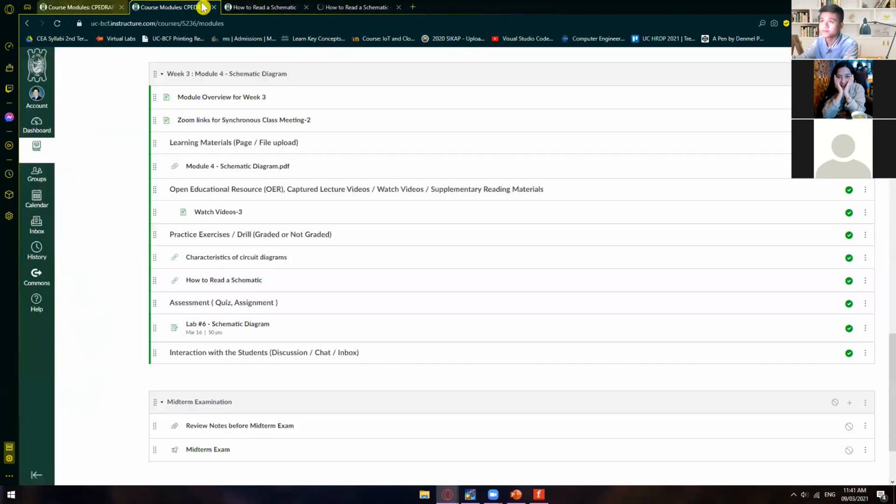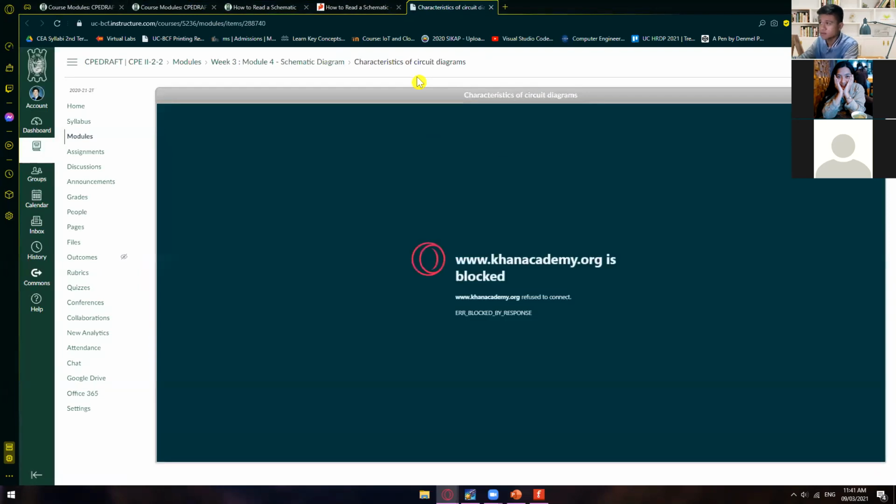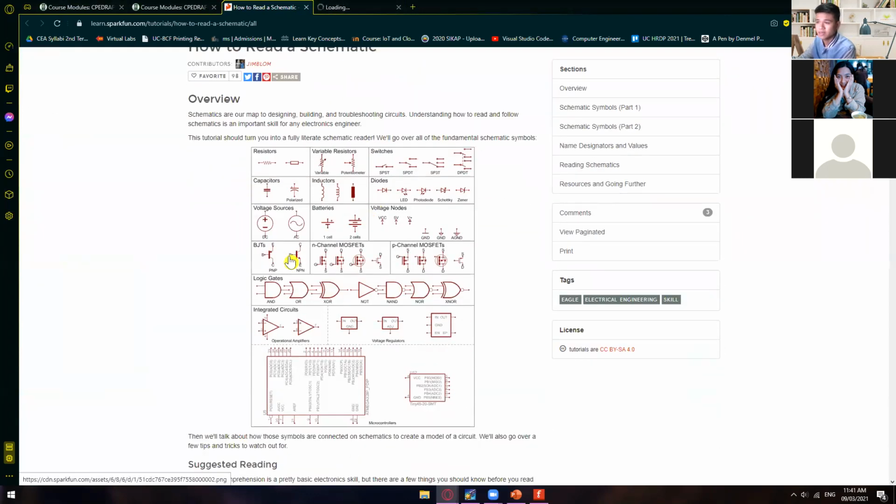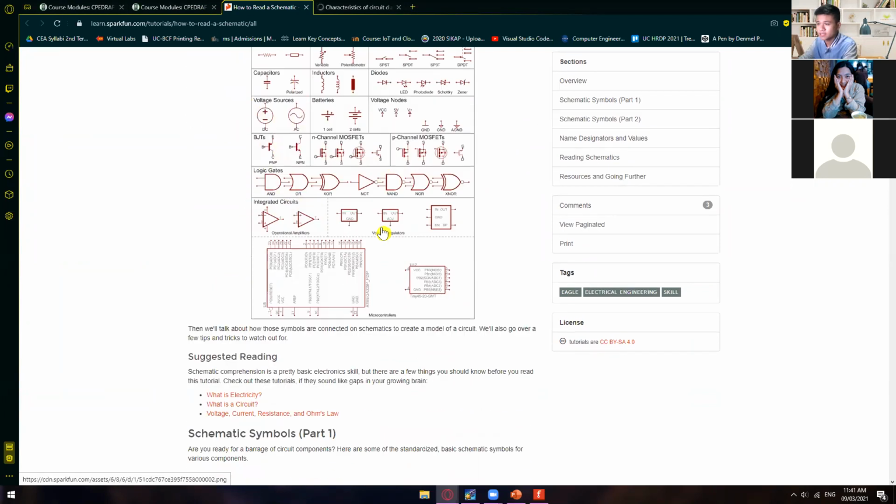It's being black. And the other one is a short quiz. It's being black again, the canvas. Okay, so this one is the overview on how to read a schematic. So you have the logic gates, integrated circuits, BJTs, voltage sources, so DC, AC, and batteries, and so on and so forth.